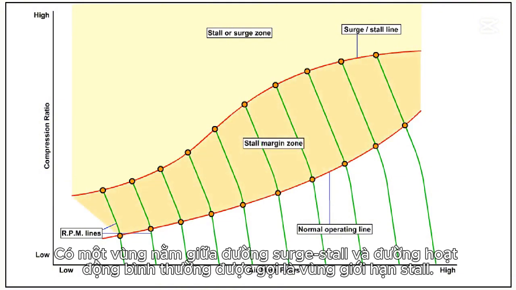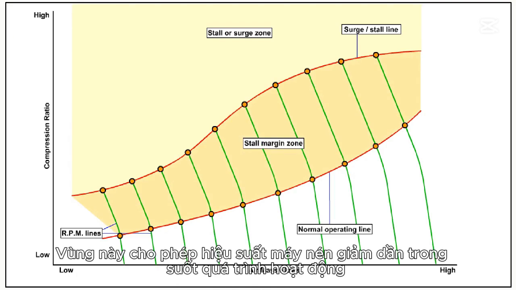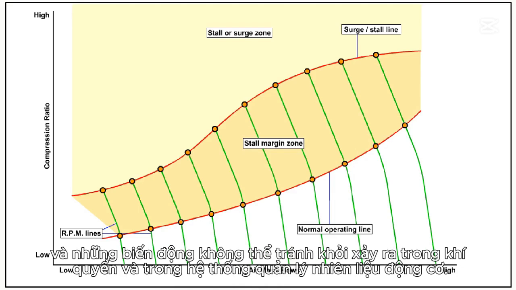There is a zone between the stall-surge line and the normal operating line which is called the stall margin zone. This zone allows for the compressor efficiency reducing throughout its working life, and the inevitable fluctuations which occur in the atmosphere and in the engine fuel system management.